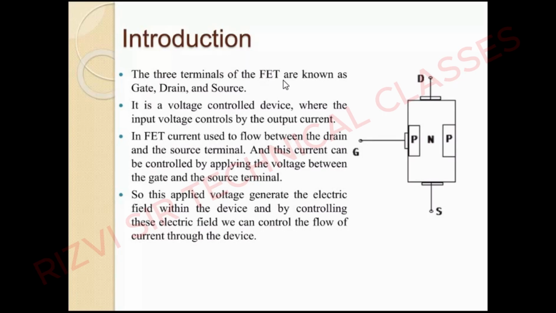Introduction. The three terminals of FET are known as gate, drain, and source. Gate is denoted with G, drain is D, and source is denoted with S. It is a voltage control device where the input voltage controls the output current. In FET, current flows between drain and source terminal, and this current can be controlled by applying the voltage between the gate and the source terminal. This applied voltage generates an electric field within the device, and by controlling this electric field, we can control the flow of current through the device.